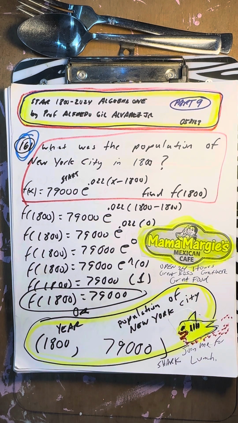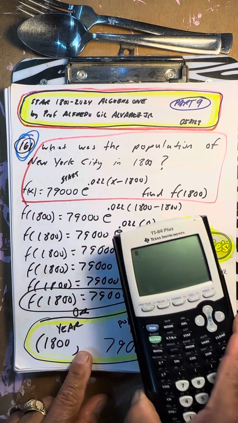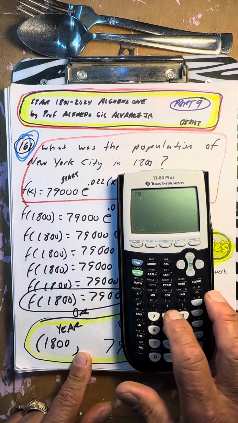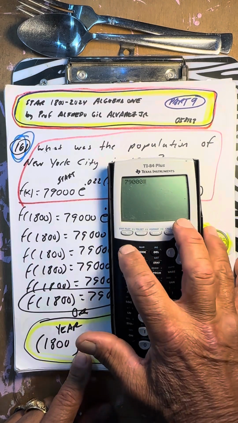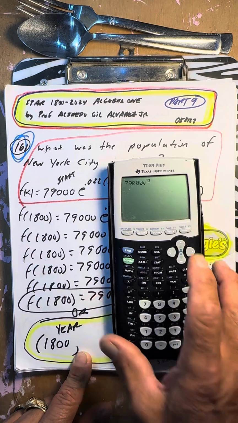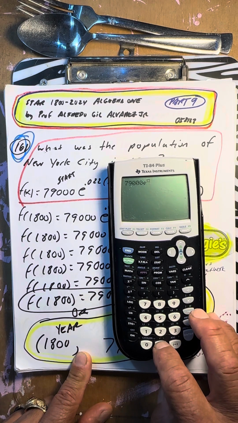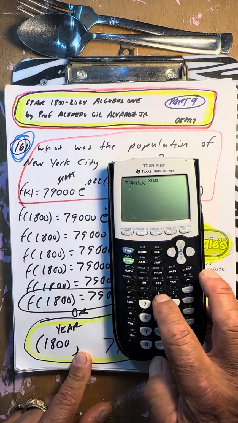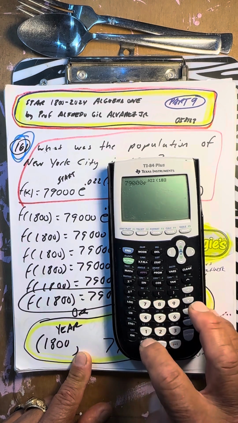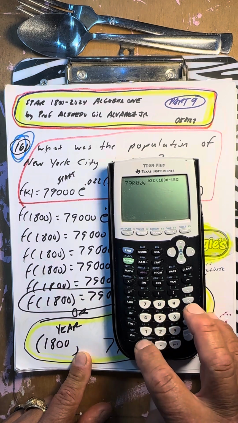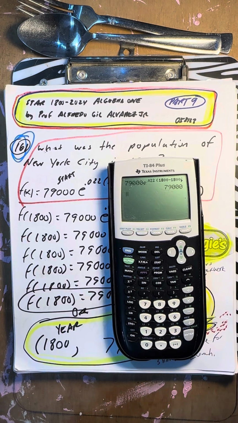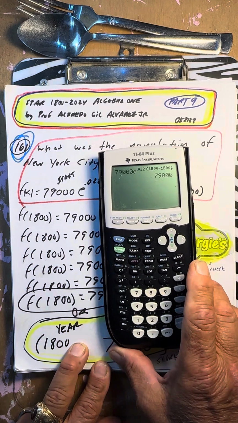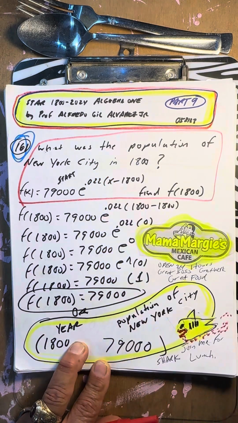Oh, you can use a calculator? Sure, you can use a calculator. Let me show you. You can do it like this: 79,000, like that. You see that? And then you can go second ln, and it's going to be 0.022 parentheses 1800 minus 1800, and then hit enter and you get 79,000 again. Same setup. Okay, you can use a calculator if you want to.